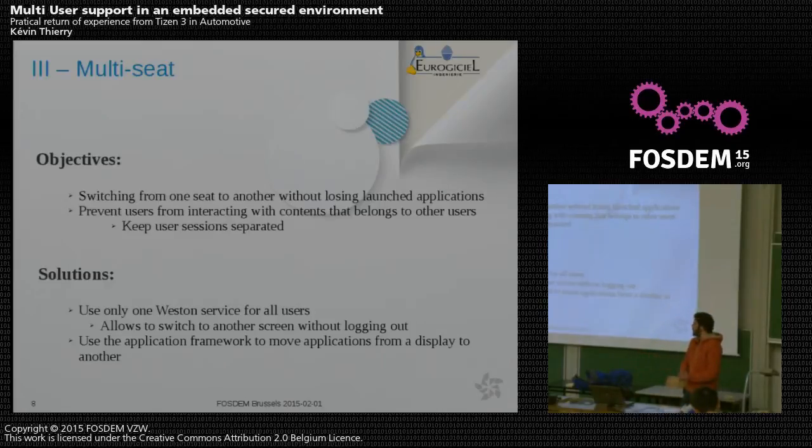To achieve that, we just imagine that we have a big display, and this display is separated into several other areas, and those areas are displayed on the screens of the users. And we prevent the cursor or the application from leaving those areas. Like that, we can easily switch from one seat to another. We just have to move the application from one area to another. And the application framework should be the one that has the role of moving the application from one display to another for Weston.